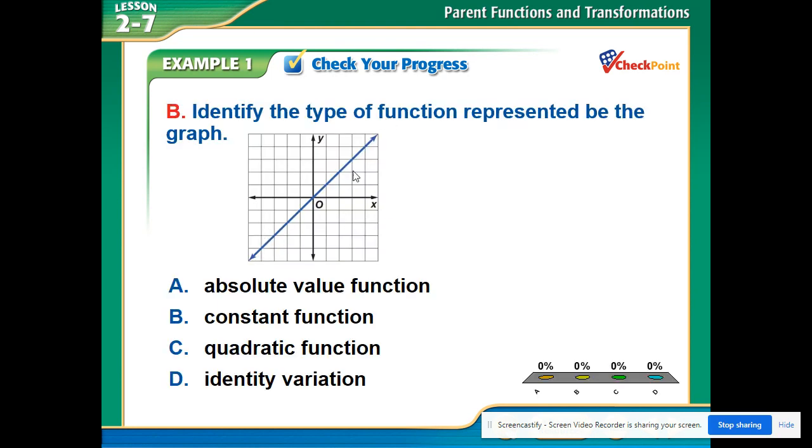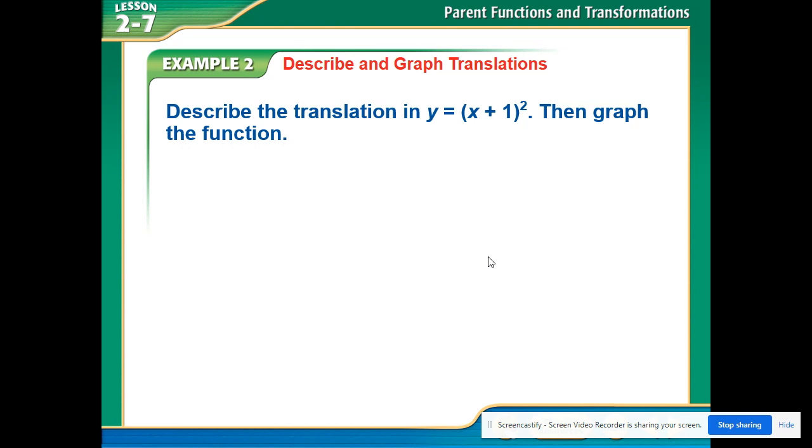This one has a slope on it. So if it has a slope, it's got to also have an x. So again, they call it the identity variation. I call it the linear function. Either one is fine. Here, we have an x plus 1 squared. So you want to type that in your calculator or into Desmos and see what that graph looks like.